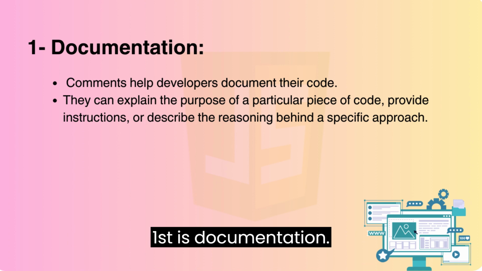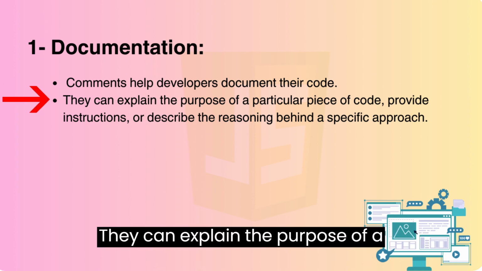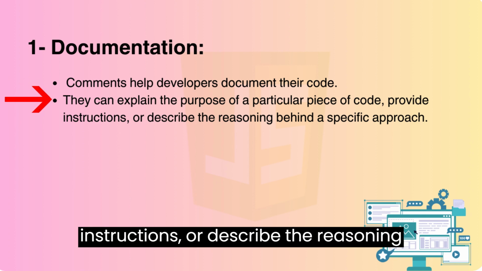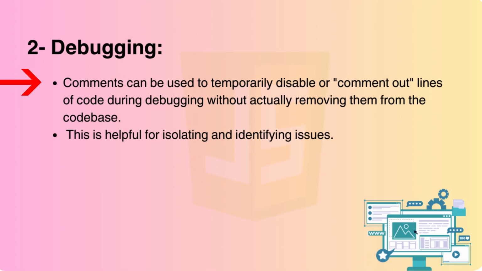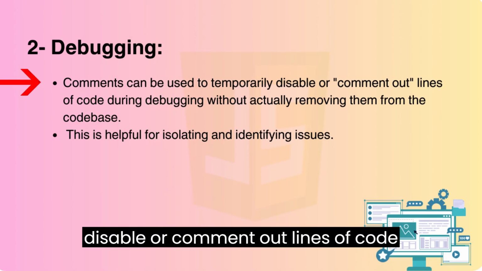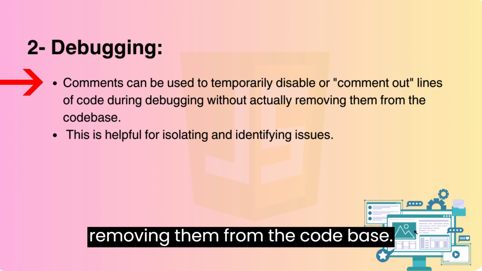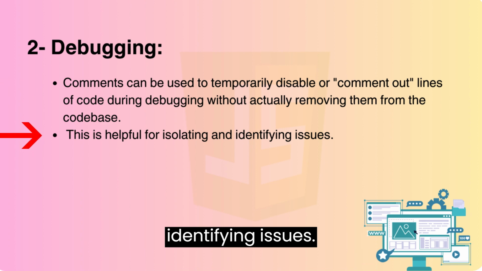Next, we discuss why comments are useful. First is documentation. Comments help developers document their code. They can explain the purpose of a particular piece of code, provide instructions, or describe the reasoning behind a specific approach. Second, debugging. Comments can be used to temporarily disable or comment out lines of code during debugging without actually removing them from the code base. This is helpful for isolating and identifying issues.